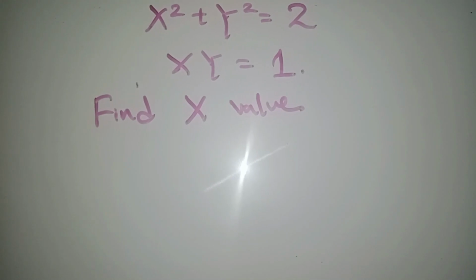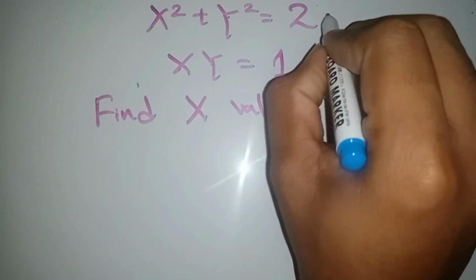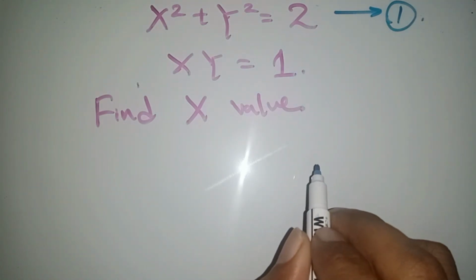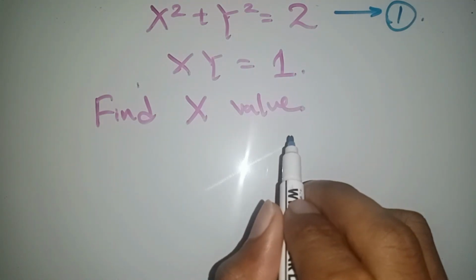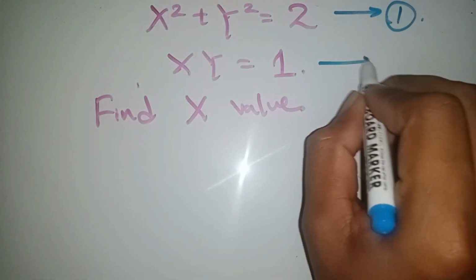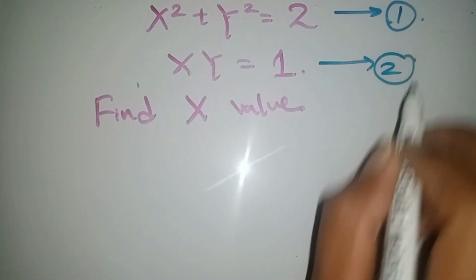Hello guys, in this video I have two mathematical expressions, and I have to find the x value. My first expression is x second power plus y second power equals 2. This is my first mathematical expression, and my second one is xy multiplication equals 2. This is my second expression.